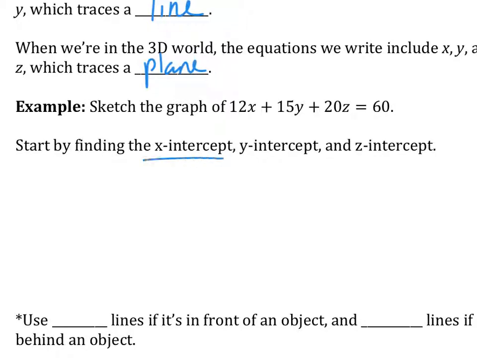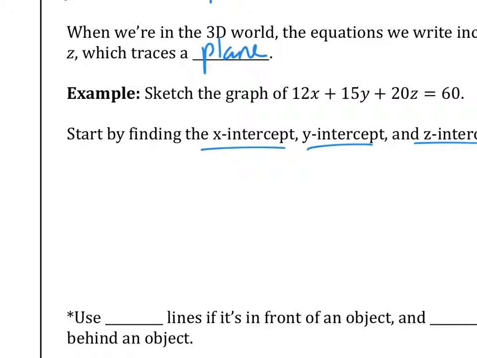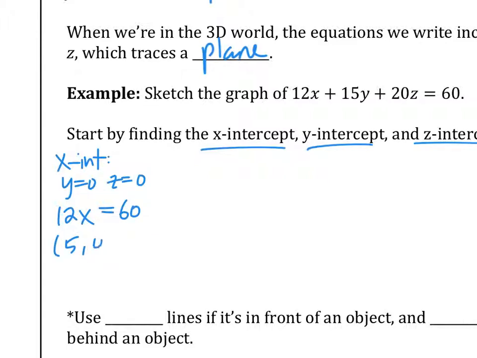We are going to start with the x-intercept, y-intercept, and z-intercept. X-intercept is when what is 0, usually? Y is 0. But now that we have a z component, both of them are 0. So y is 0 and z is 0. So when y is 0 and z is 0, what does x equal? When y is 0, that's gone. When z is 0, that's gone. So 12x equals 60, so x equals 5. That means the x-intercept is 5, 0, 0.